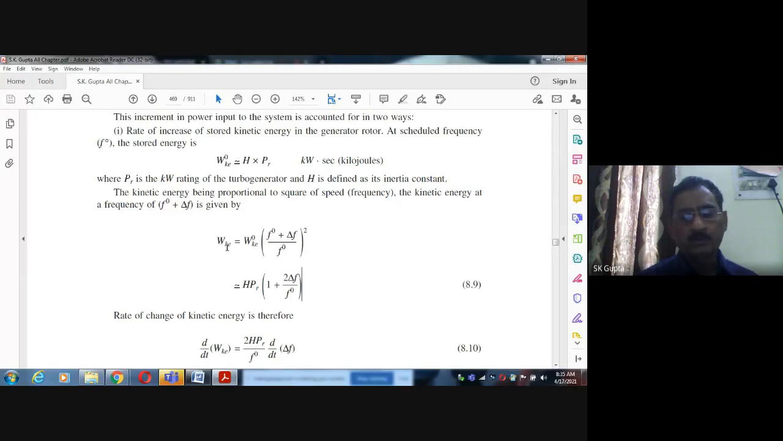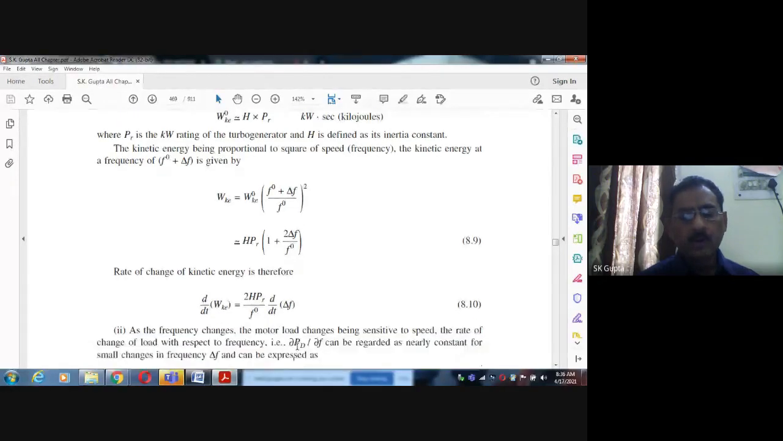So if you differentiate kinetic energy per unit rating, W_KE, with respect to time, then it is the power taken. This power will go to meet the demand. If you differentiate this H pu, differentiation of 1 will be 0, differentiation of del f will be d(del f) by dt, like this. This equation will come. If we differentiate this, this is what we get. This is the power taken from the generator.